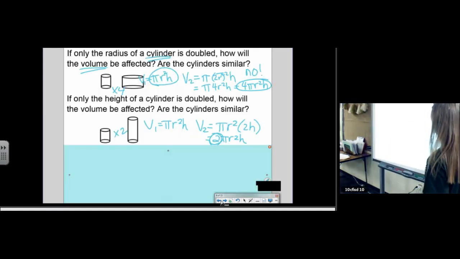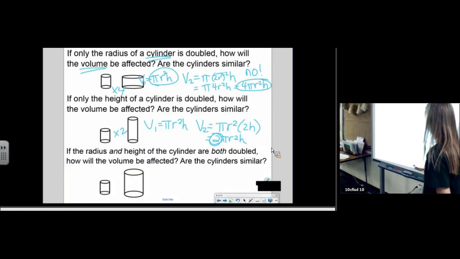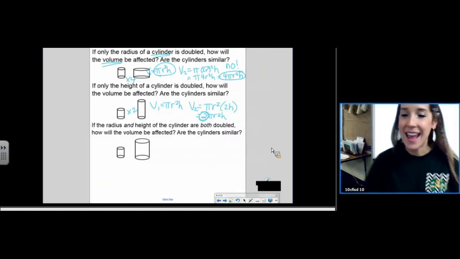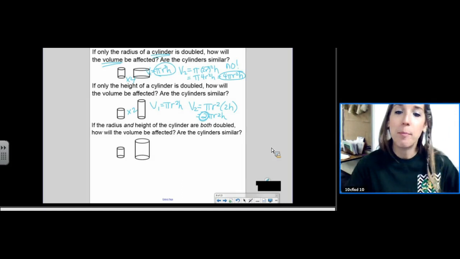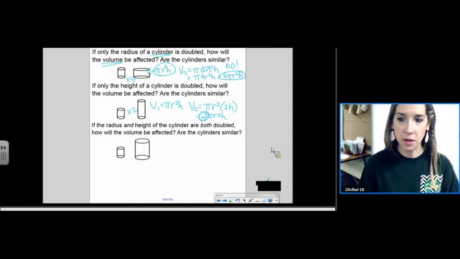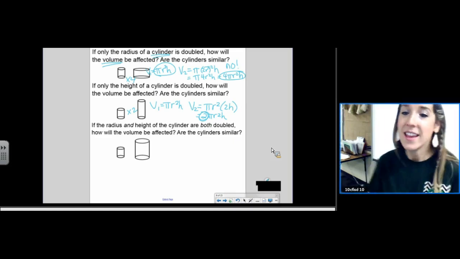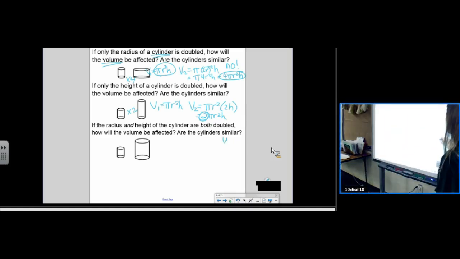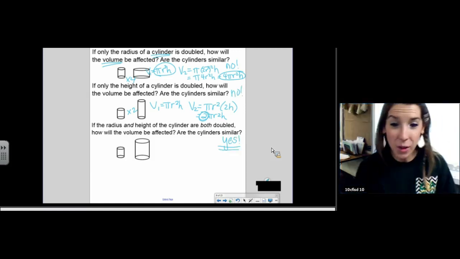Last part of this. If the radius and height of the cylinder are both doubled, how will the volume be affected? Don't do the formula, because in this one the cylinders will be similar.